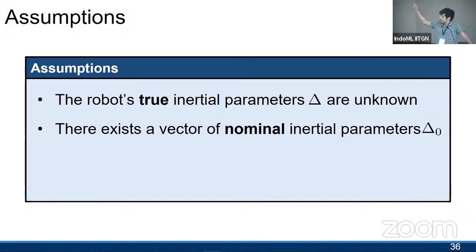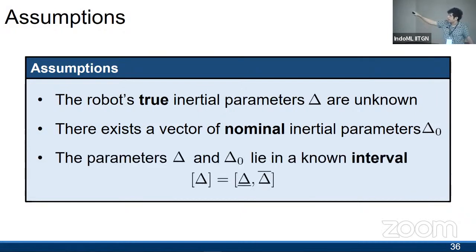But delta naught and delta may not be the same. What I do know is that both of them lie in this known interval. Okay, and the only bits of information I have here are delta naught and this range, this interval inertial range.